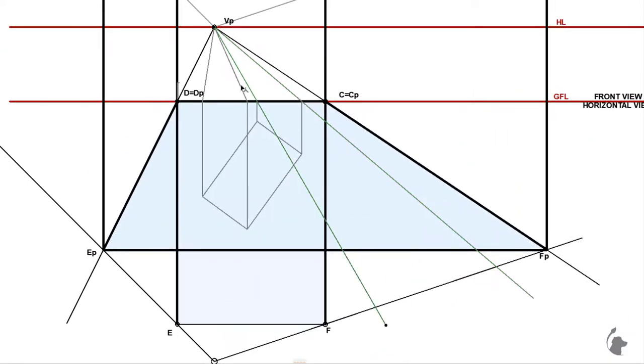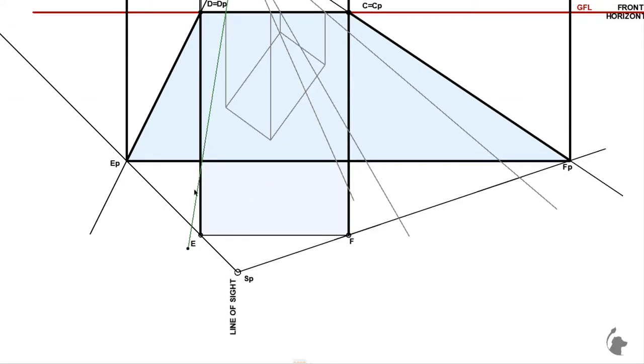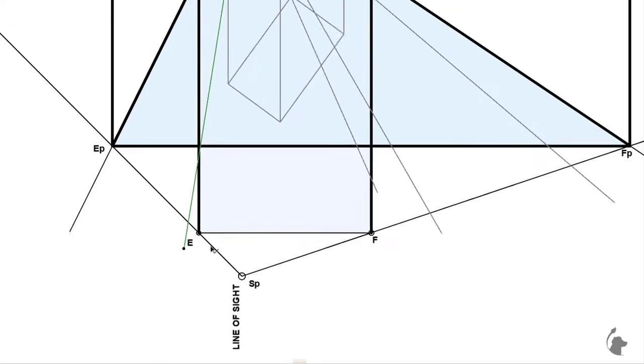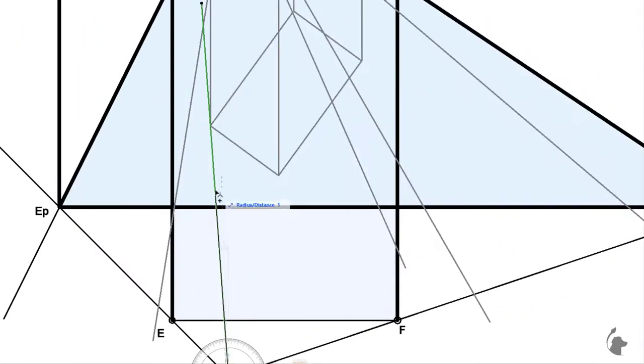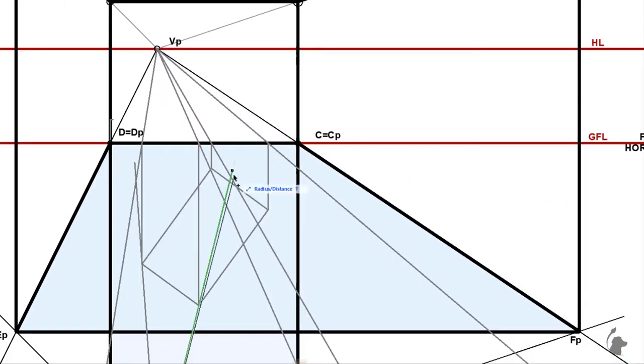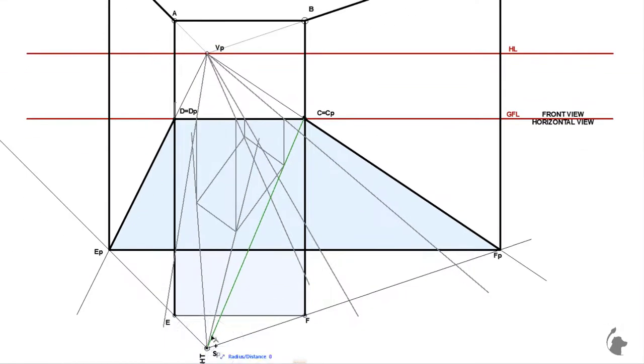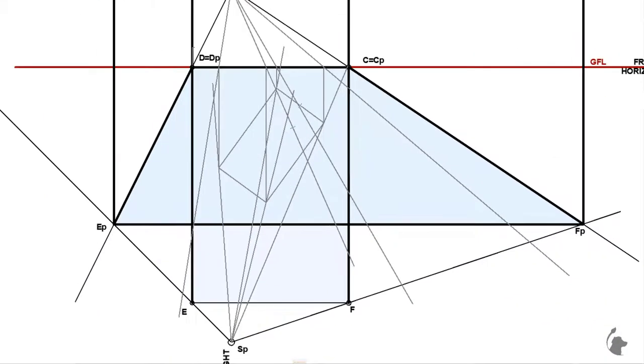Next, we'll bring them in perspective by drawing lines from the vanishing point through each of the 4 points where the perpendiculars hit. Next, to find the exact position of the points in perspective, we need to use SP. So let's draw lines from SP through each of the 4 points in the horizontal view, and where they intersect the perspective lines, we found our 4 points of the base in perspective.